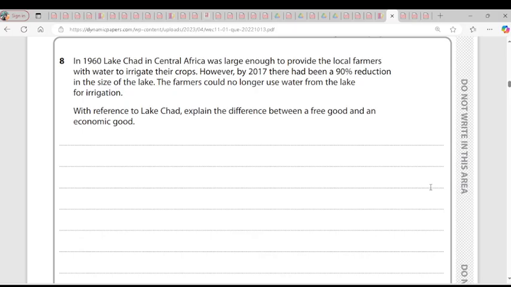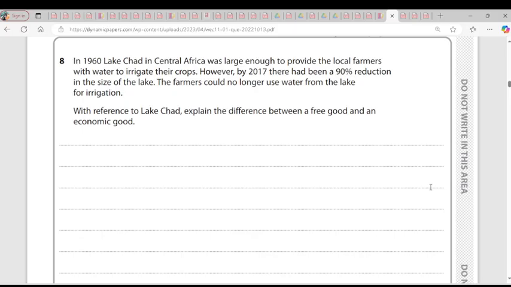Then we have economic goods. Why do we call them economic goods? Economic goods are the factors of production anyway. And what are factors of production? These are resources that help in the production of goods and services. These things we have to pay for them. So economic goods are goods that have opportunity cost. They have to be paid for.